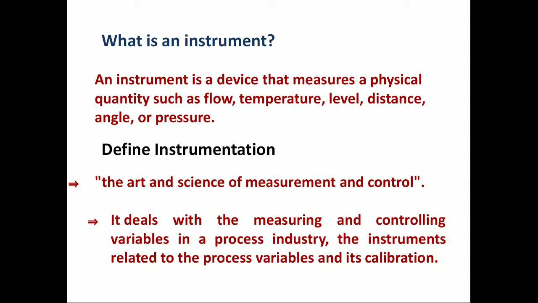And coming on to a definition of instrumentation, instrumentation can be defined as the art and science of measurement and control. It deals with measuring and controlling variables in a process industry, and it is related to the process variables and their calibration. So in industry, it deals with the calibration of instruments and the controlling of variables in a process industry. So this is all about instrumentation.